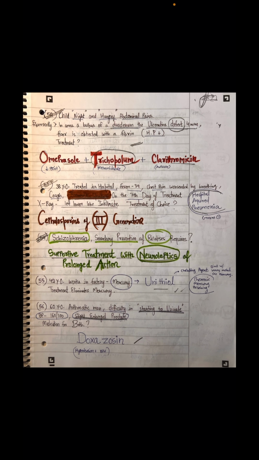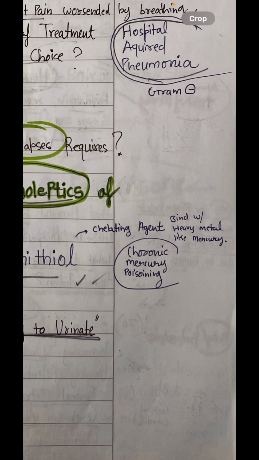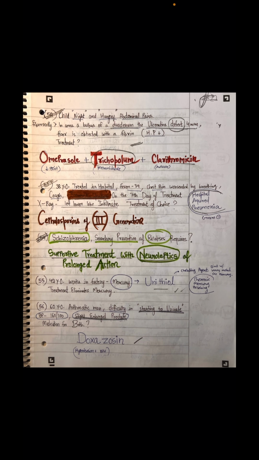Next is mercury poisoning. So we all know, this is a question from KROK-1, that in the cases of mercury poisoning we are going to provide unithiol to the patient, which is a chelating agent which will bind with heavy metals like mercury. So this is the case of chronic mercury poisoning. The treatment which eliminates the mercury is unithiol.